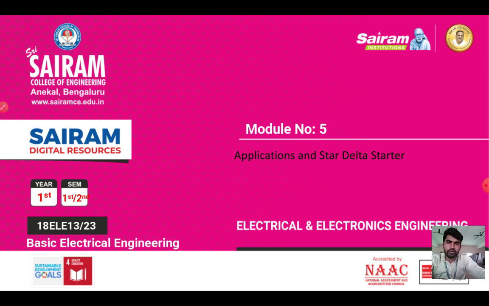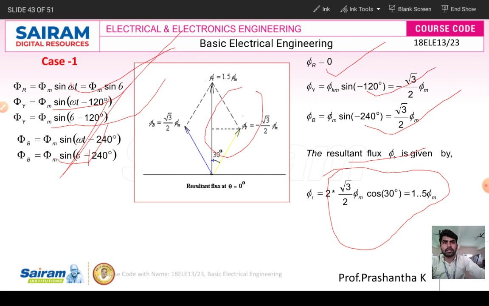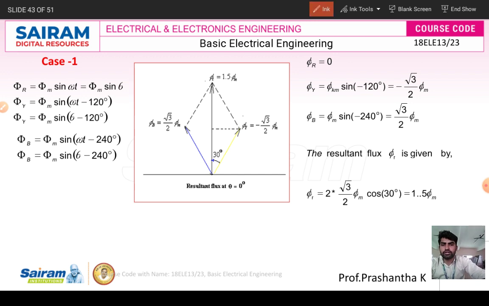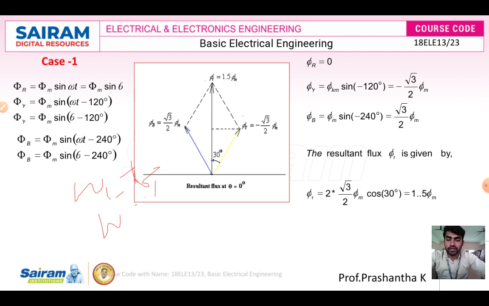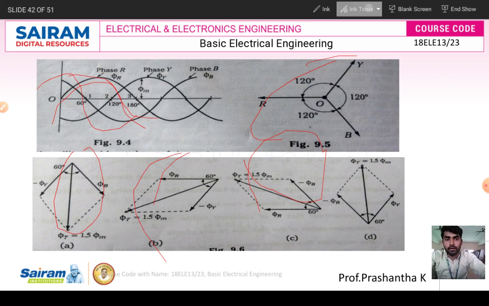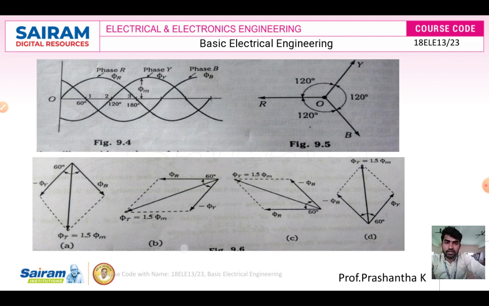Only case 1 I explained, but you can do case 2 also. Case 2 is like omega t equal to 60 degrees, omega t equal to 120, omega t equal to 180, likewise. Like this we get the vector diagram for all the conditions. This is for one condition, this is for another condition, and C and D are other conditions. So this is the concept of rotating magnetic field.